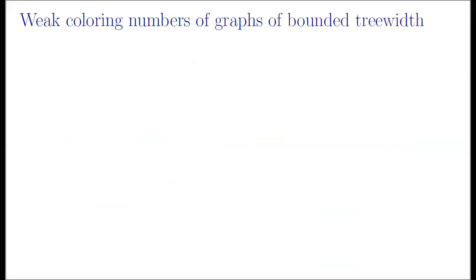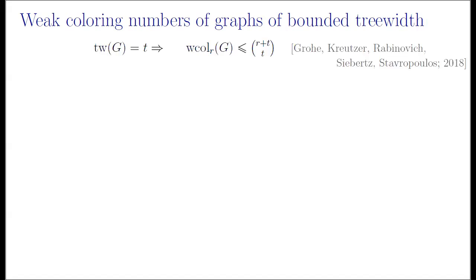Maybe it's not obvious why the next step is weak coloring numbers of graphs of bounded treewidth, but it will be clear later, much later. So what do we know about weak coloring numbers of graphs of bounded treewidth? We know a lot. If we have a graph of treewidth t, then there is a very nice bound on the r-weak coloring number of a graph G. It's r plus t choose t. And what is super nice about this bound is that it's tight.